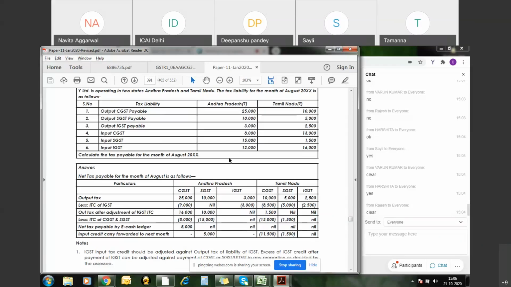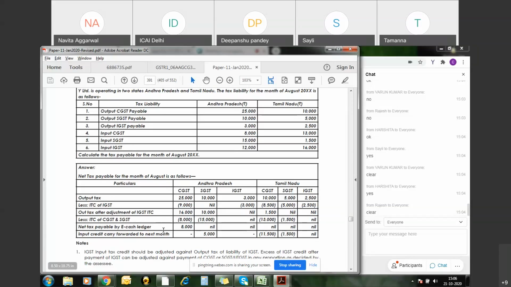Now what you will do? What is the input available under central? It is 8,000. What is the input available under SGST? It is 15,000. Now place these two figures, because cross is not allowed under the law. CGST ITC cannot be set off against the liability of SGST, and vice versa.